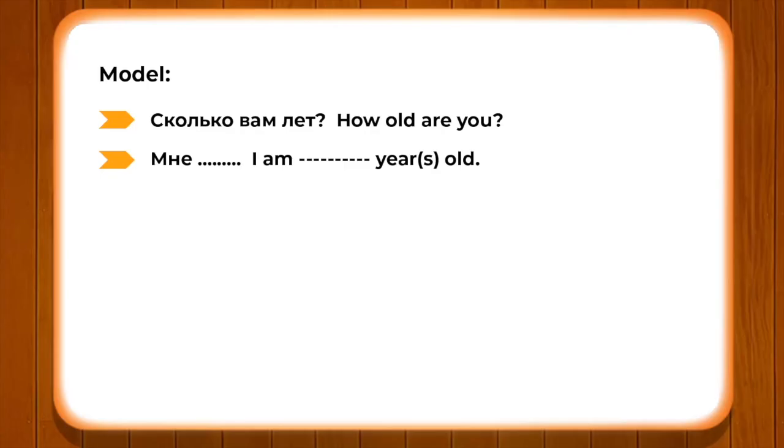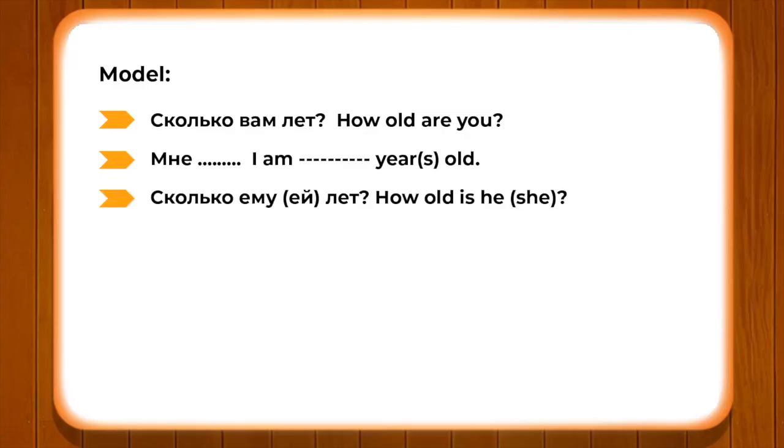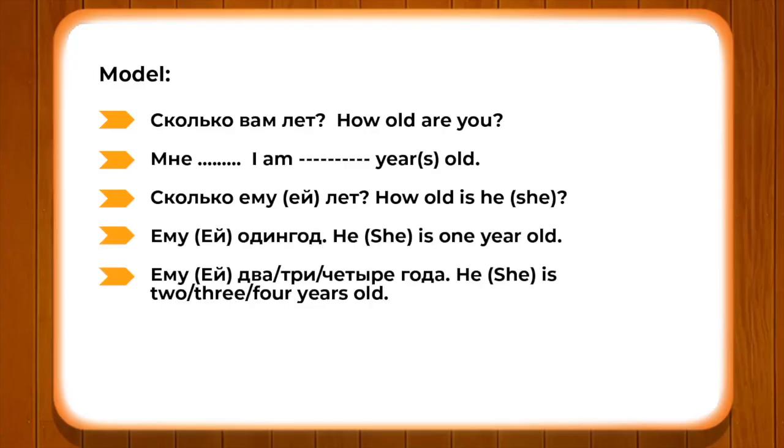Alright, now the next question which I am going to ask is Skolka imu let? How old is he? So here we are talking about a person based on gender. When we use imu, it means he. When we use ye, it means she. So the first question I am framing here is Skolka imu let? It means how old is he? If I ask Skolka ye let, then I am saying how old is she? Then you can have the answer based on the usage of imu or ye.